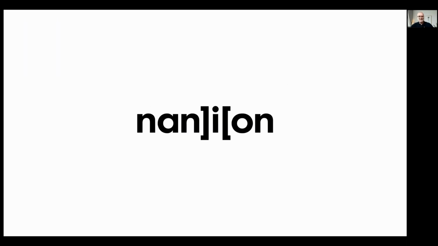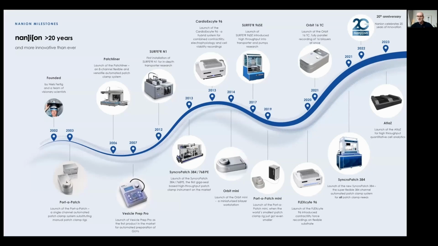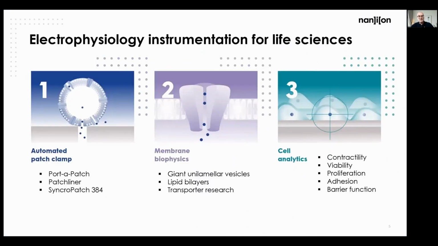I'm going to start with telling a few words about Nanion. I think that many of you know already about us, but if not, or maybe you forgot something, at Nanion we produce electrophysiology instrumentation for life sciences. You can see we have a bunch of instruments for various applications, and we like to categorize them into three groups: automated patch clamp instruments, membrane biophysics instruments that comprise transporter research instruments and lipid bilayer stations, for example. And also the third group is cell analytics instruments.